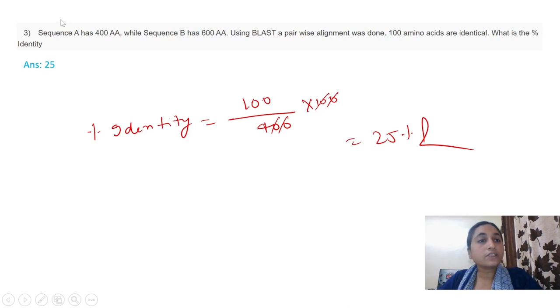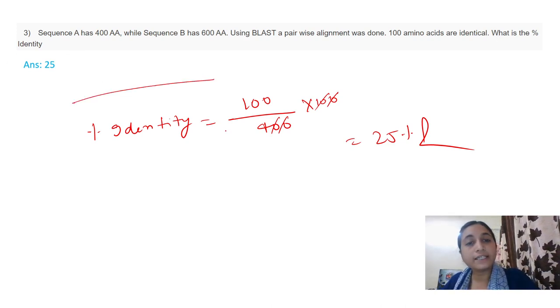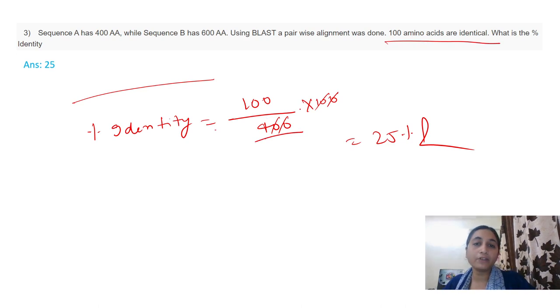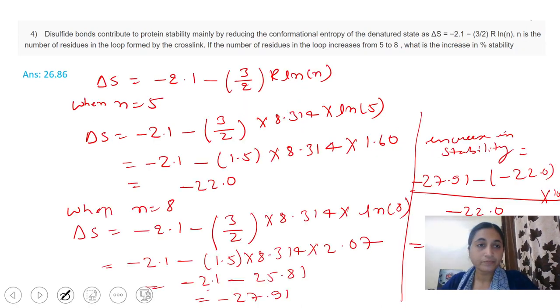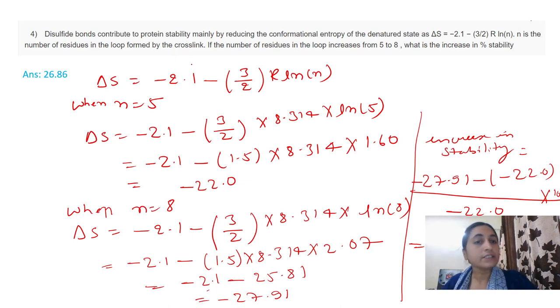So now this question 3. Sequence A has 400 amino acids while sequence B has 600 amino acids. Using BLAST, a pairwise alignment was done. 100 amino acids are identical, so what is the percentage identity? Percentage identity equal to identical amino acids upon the sequence having the lesser number of amino acids, into 100, and we will get 25%. These similar questions I have discussed in the week 7 class.